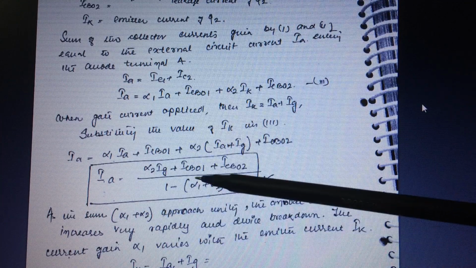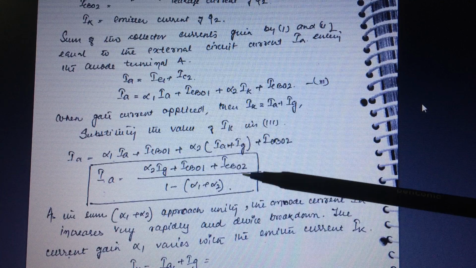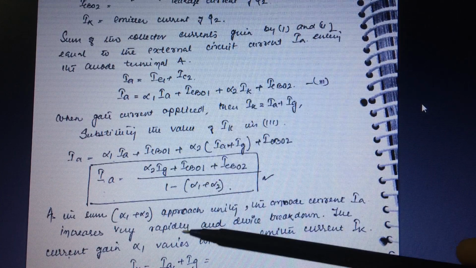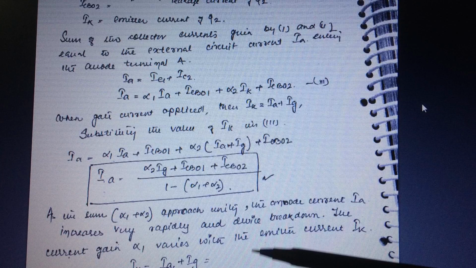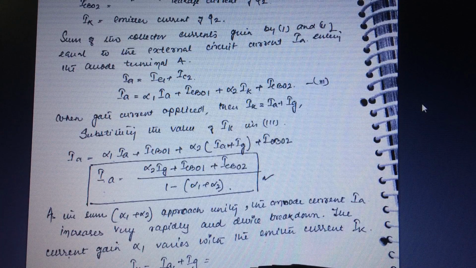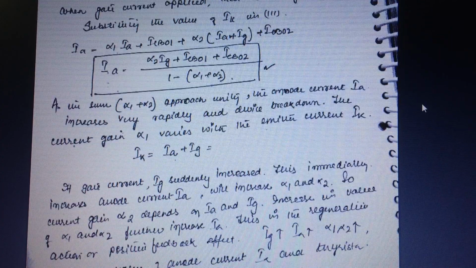Now the sum alpha 1 plus alpha 2 is the gain of the two transistors. If alpha 1 plus alpha 2 approaches unity, the anode current IA will increase rapidly and the device will break down, and conduction starts. The current gain alpha 2 varies with the emitter current, that is IK, the cathode current, which as written previously equals the anode current plus the gate current.